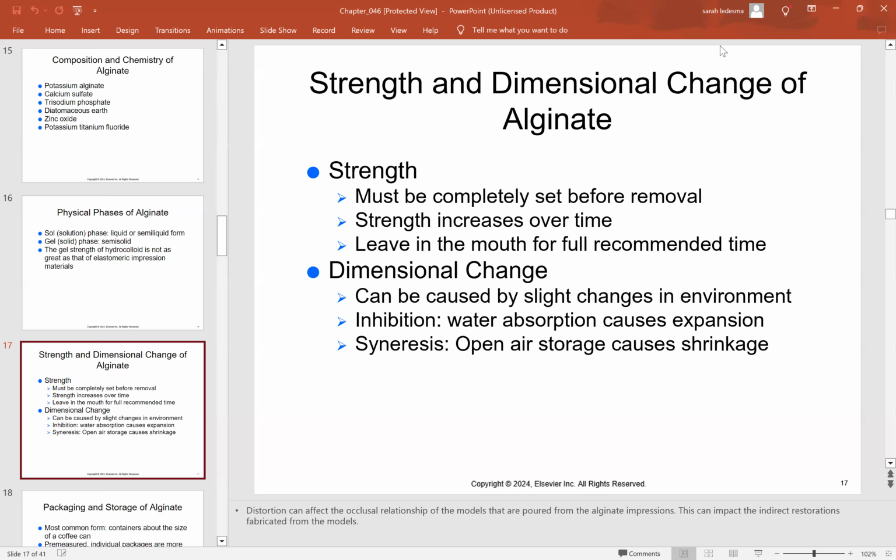Some change can be caused by the environment. Imbibition is the water absorption that can cause the impression to expand, and then we also have syneresis. This is where open air storage can cause the impression, the alginate material, to shrink.